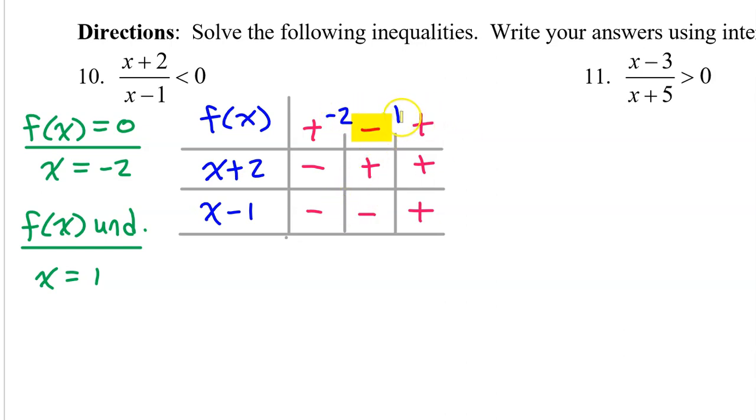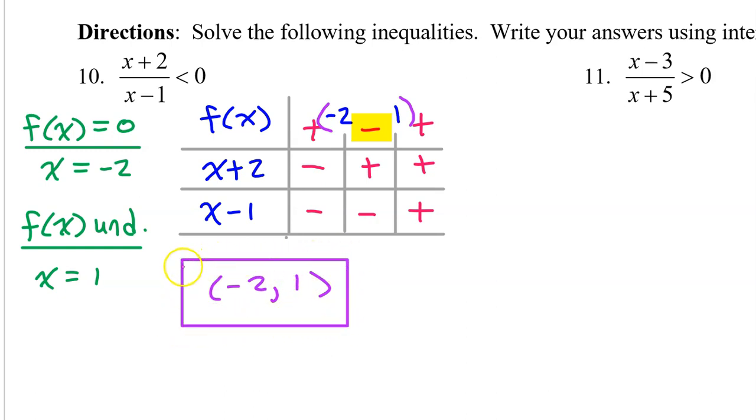Should we include the endpoints? Well, no. We are only looking for the values of x that cause f of x to be less than 0, not equal to 0, negative 2, and definitely not where it's undefined. So we will show that the endpoints are not to be included by using parentheses. So I'll write the actual solution down here, negative 2 to 1. So this is the solution in interval notation.